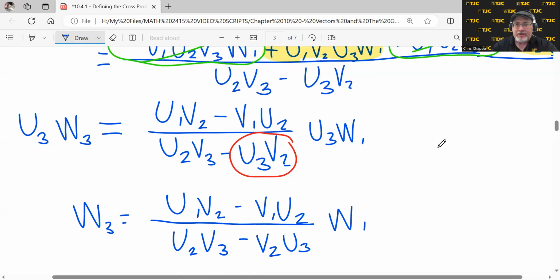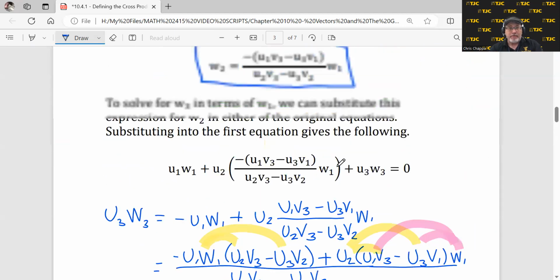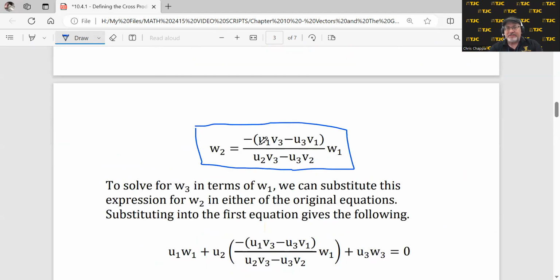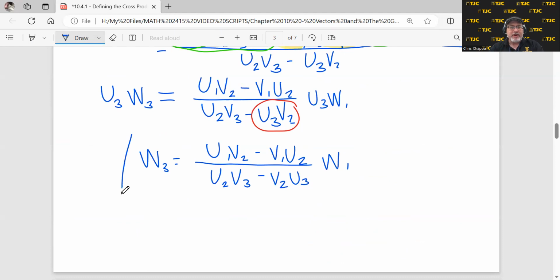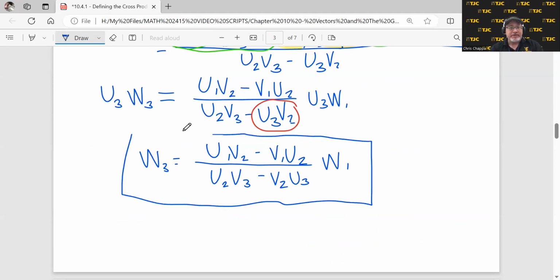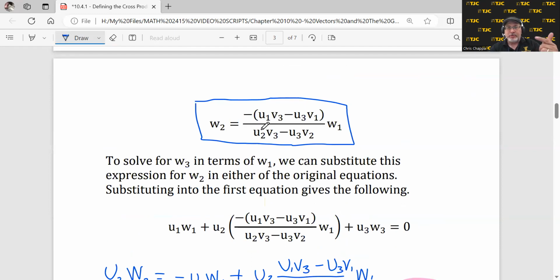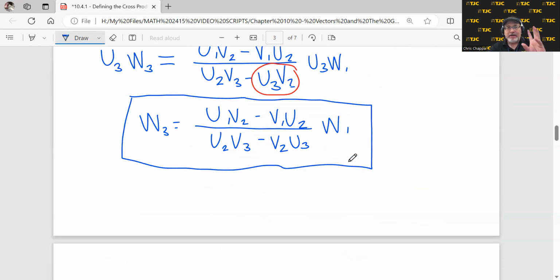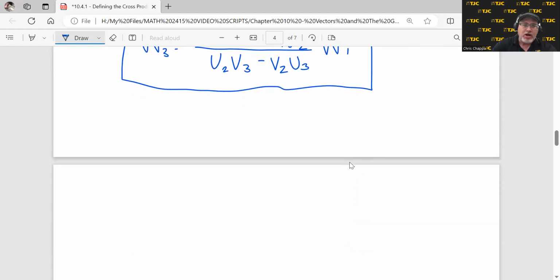All right, so what it means as I zoom out some is we now have expressions for W2 as a function of the U's and V's, which we're assuming we knew what those two original vectors were, and the free variable W1. And we have W3 as an expression in terms of the U's and the V's and the free variable W1. So now we can string together this W2, this W3, and W1 into some component representation of W.